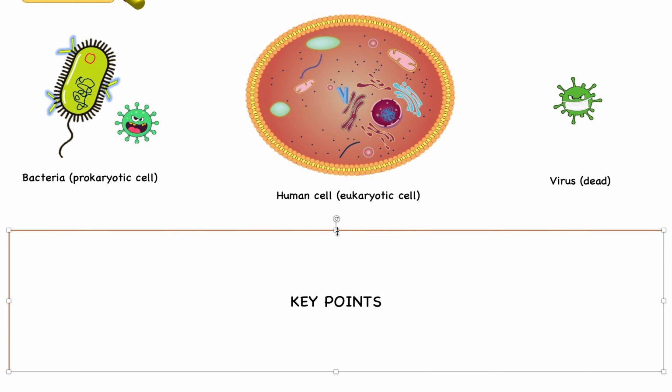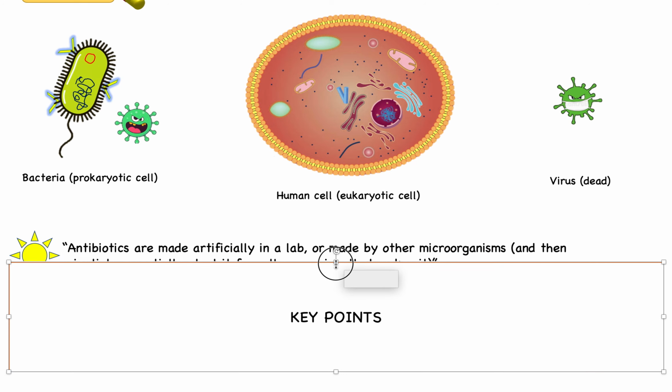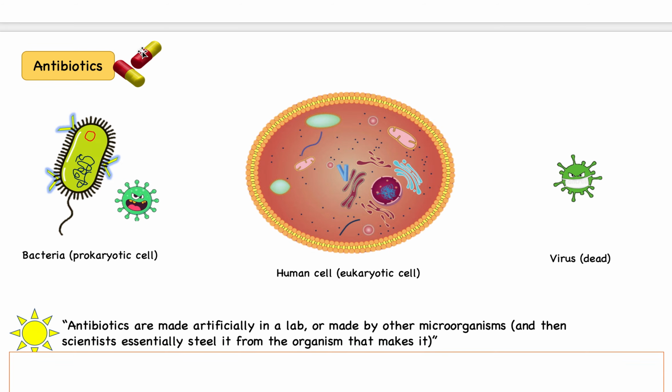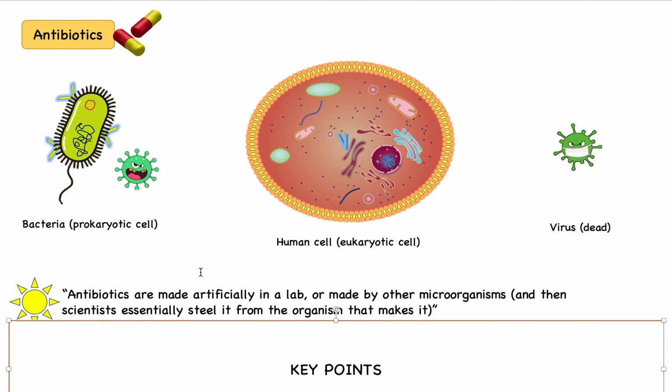So let's look at the key points directly and compare with the antibodies. Antibiotics are made artificially in a lab. That's why I said it's medicine. Your doctor can give you this. Your body didn't make it. Your doctor had to give it to you. So they're made in a lab or made by other organisms. Either scientists can create this antibiotic that is going to help you destroy the bacteria, or the scientists can get this antibiotic from other microorganisms.